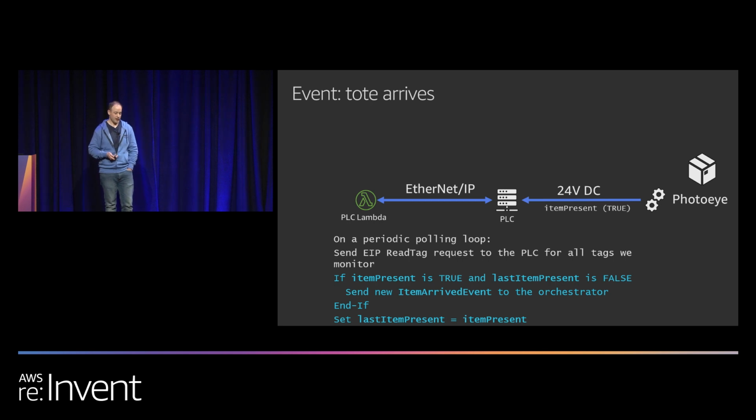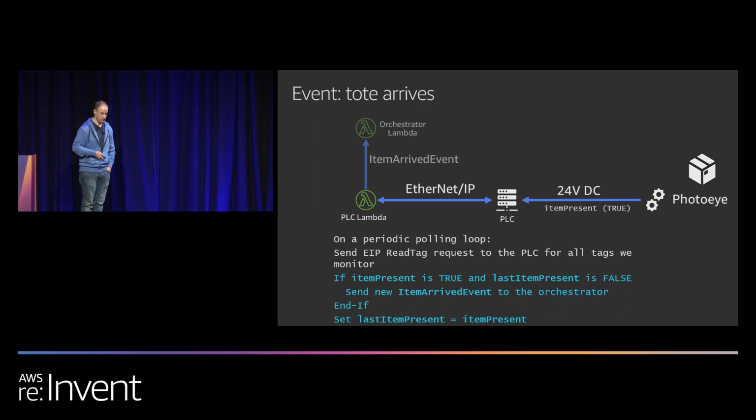And when the PLC lambda detects that this state variable, item present, has changed from false to true, that means that there's something new happening at the Workcell, and I should construct a new item arrived event and pass that along to the orchestrator so that it can make some informed decision about what to do with that information. So there it is, translating from the 24-volt signal over our industrial protocol, and finally being emitted as a standard object item arrived event in the Greengrass layer.